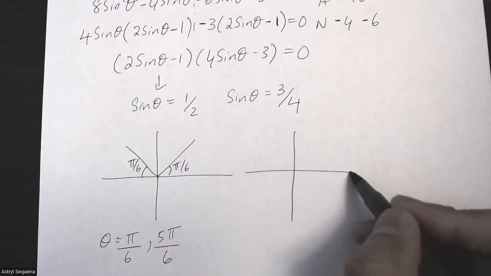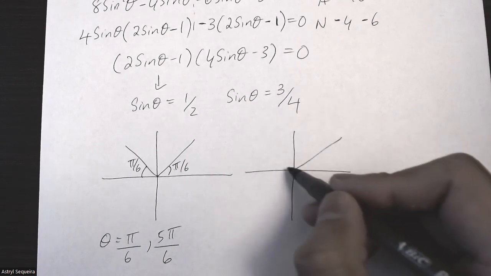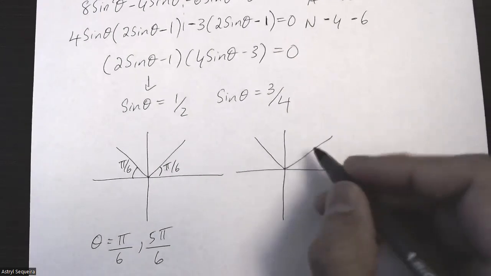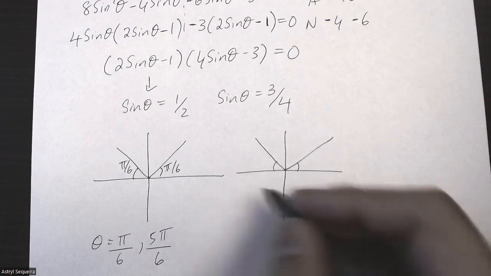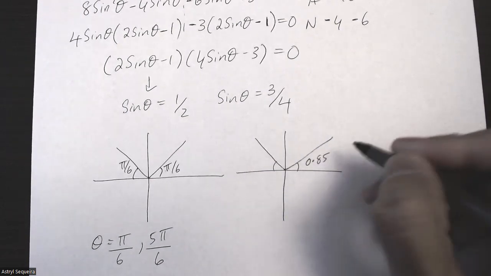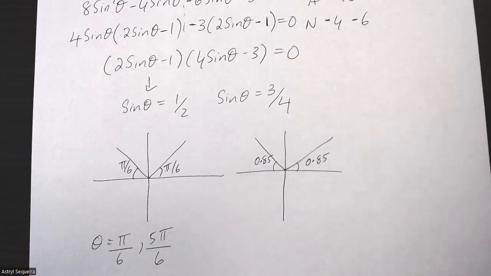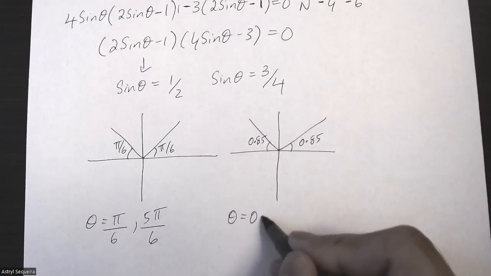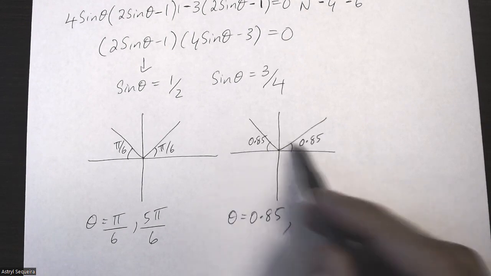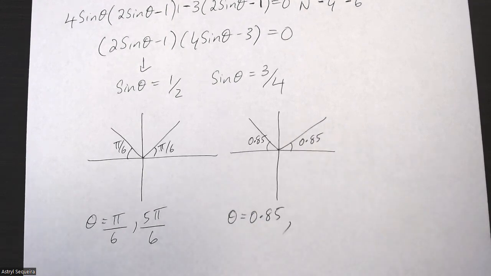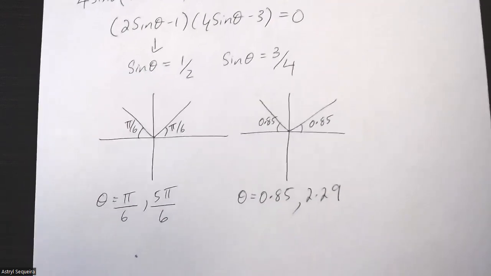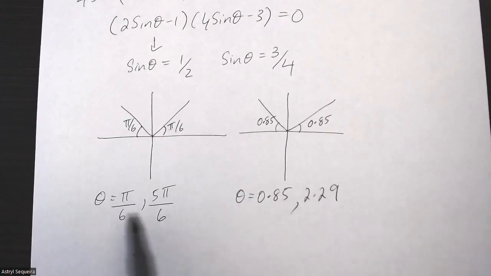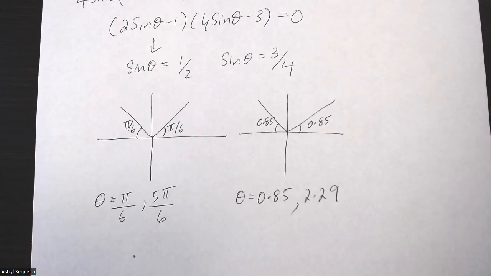Solving this one over here, again, sine is positive in the first two quadrants. Find the acute angle. I'll do the sine inverse of 3 over 4 in my calculator. This one cannot be done with special triangles. So you get approximately 0.85 if you round to two decimal places. My first solution here is 0.85. My second solution is pi minus 0.85, and if I do that in my calculator, I will get 2.29. So in this question, I have four solutions in total.